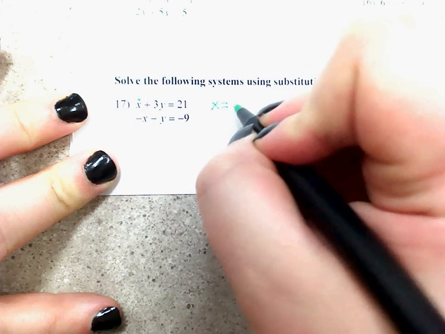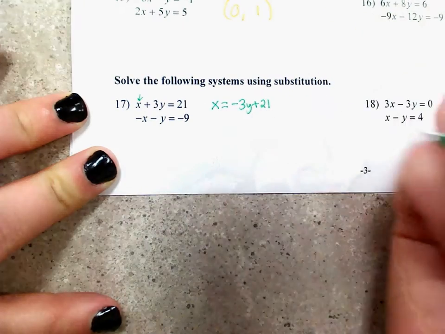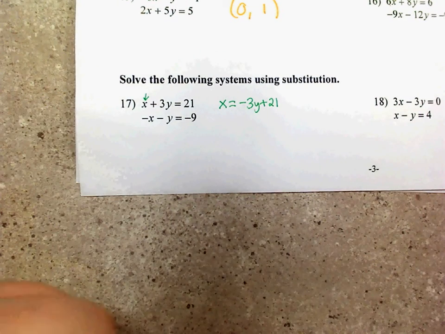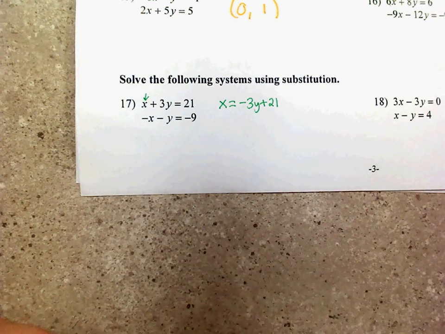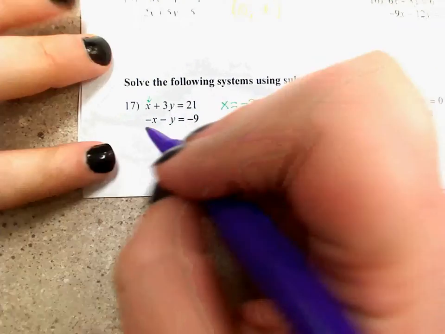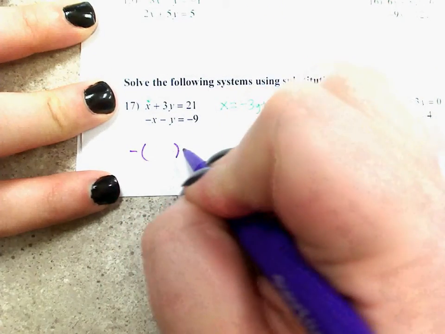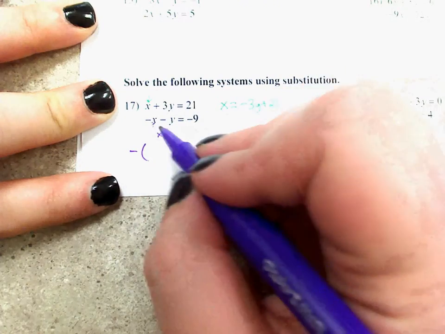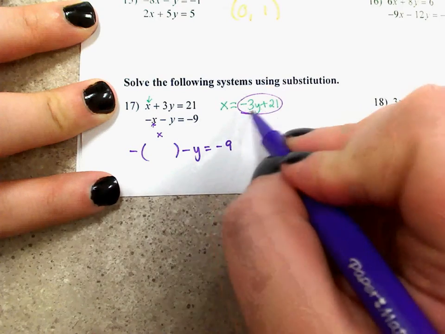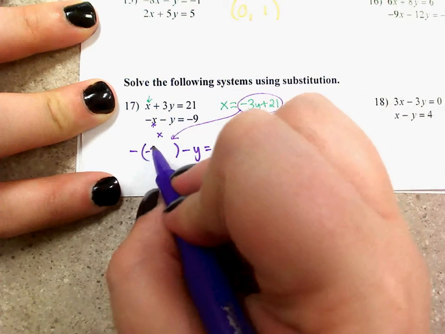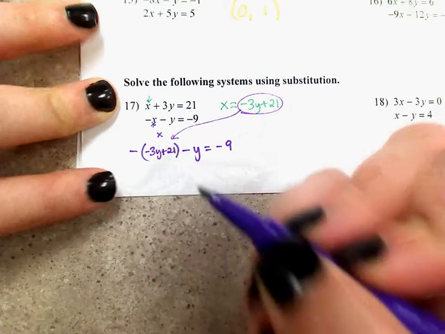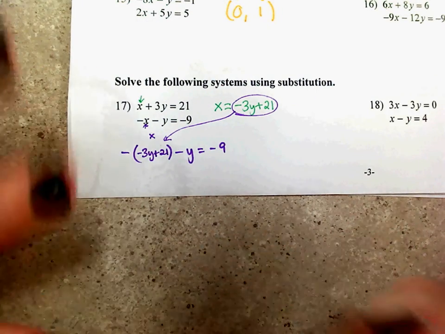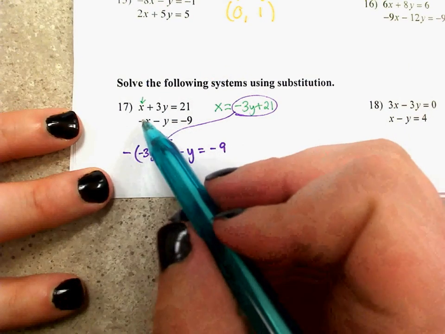It's called substitution because at this point I take the second equation, and in place of x, I substitute in what x equals from the other equation. Then we simplify and solve. You have to remember that this negative applies to that x, and x is a quantity, so I have to distribute the negative. That becomes a positive 3y, a negative 21, and minus y equals a negative 9.